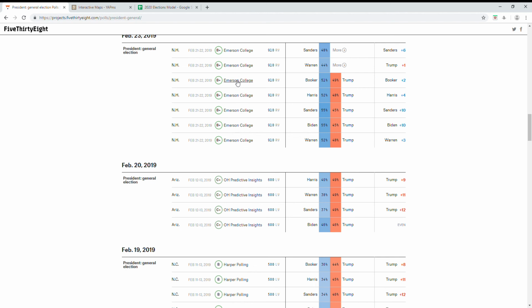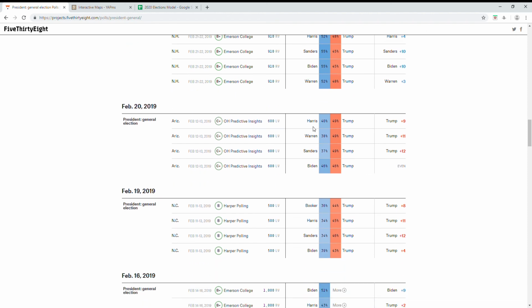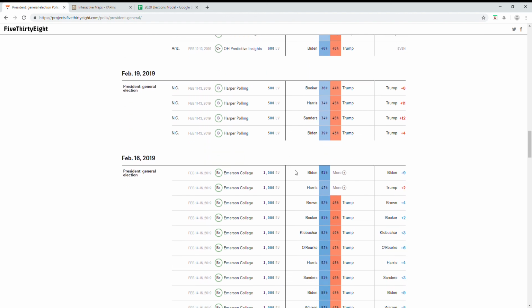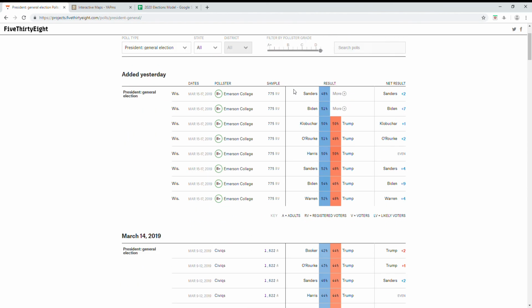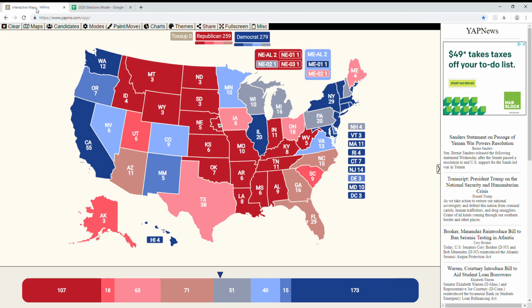I'm really annoyed at Emerson College because I don't want to go tab navigating to find the crosstabs. Arizona, we need to wait until the primary's over, obviously, to see what Democratic support really is. Same thing with this North Carolina poll. And sorry I went through how to read polls and went way in depth, but let's look at my model.